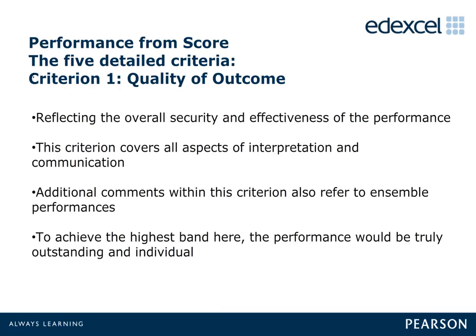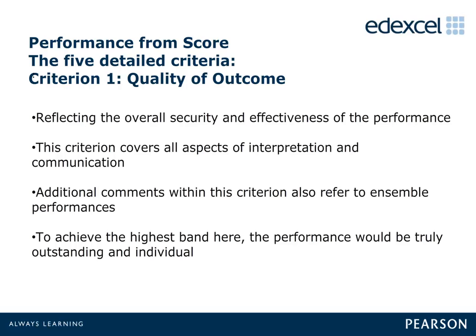There are different detailed criteria for performance from score and for improvisation. See the specification, pages 69 to 73 for the score criteria, and pages 76 to 80 for the improvisation criteria. The vast majority of music submitted for this unit is performance from score. So, we will begin by focusing on the assessment criteria for these performances, looking at improvisations later.